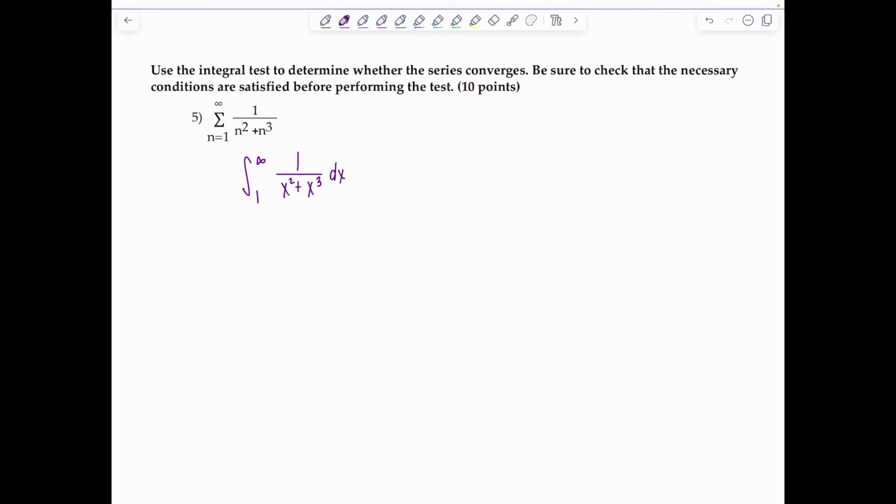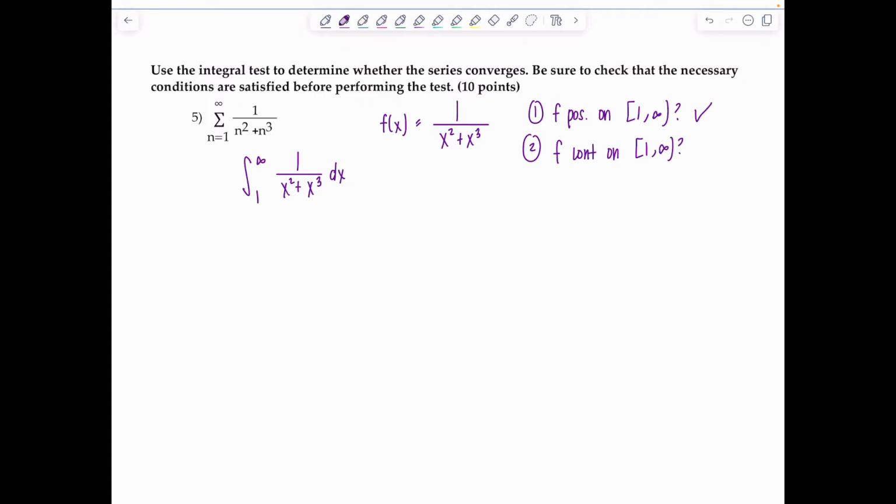Before we can perform the integral test, we have to check that f of x, which is 1 over x squared plus x cubed, satisfies 3 conditions. The first is that f is positive on 1 to infinity. Is it? Just do a quick check. Yeah, we're good. Second thing I want to check, is f continuous on 1 to infinity?